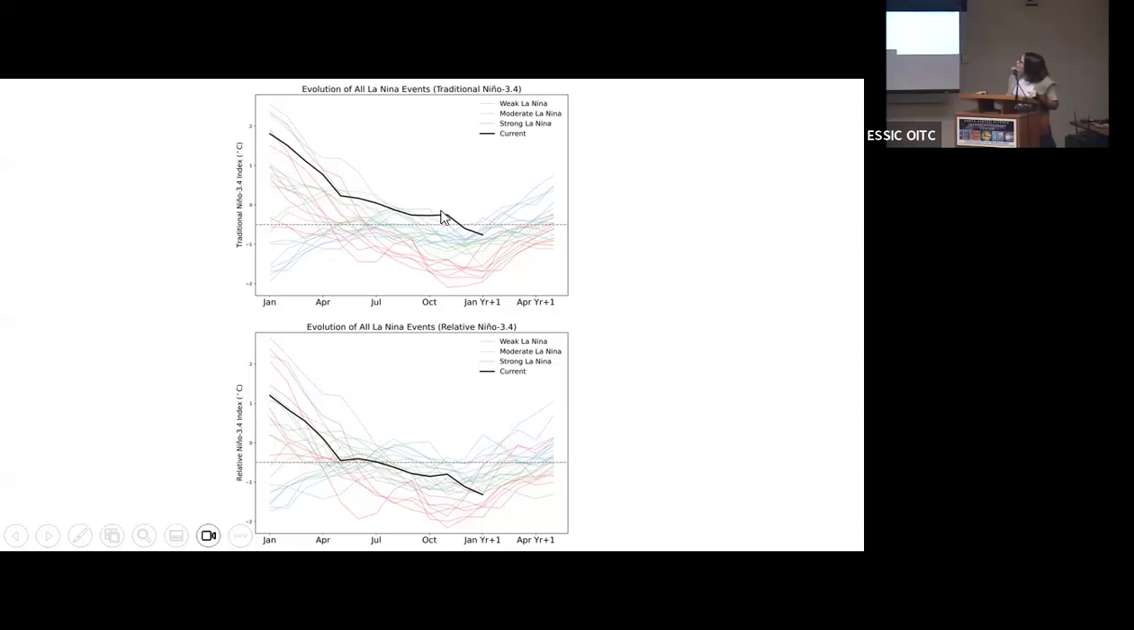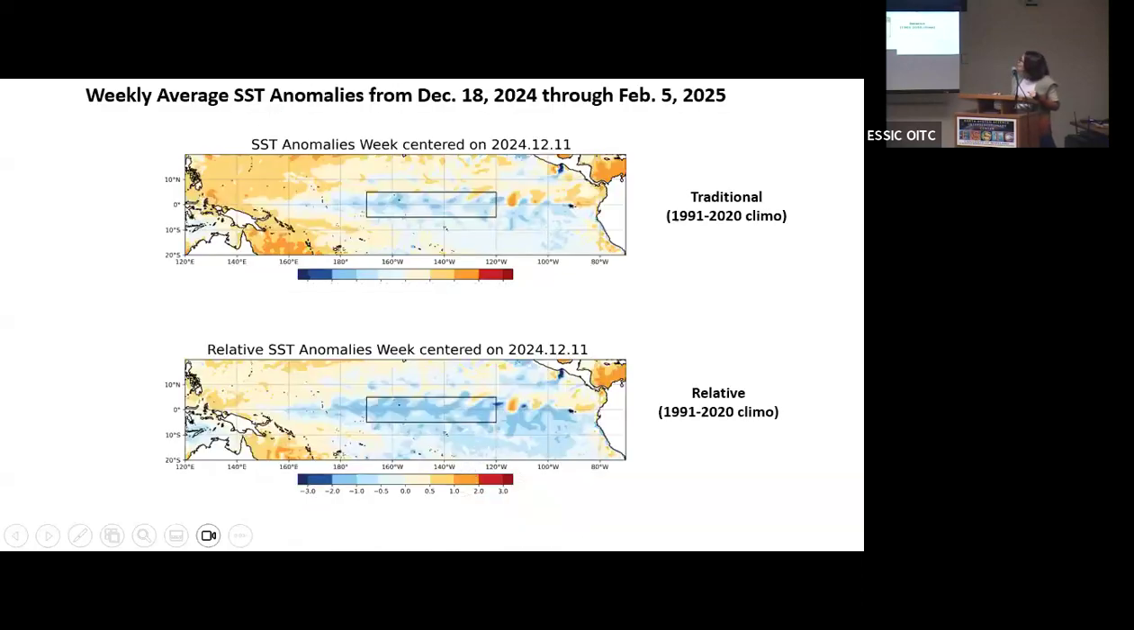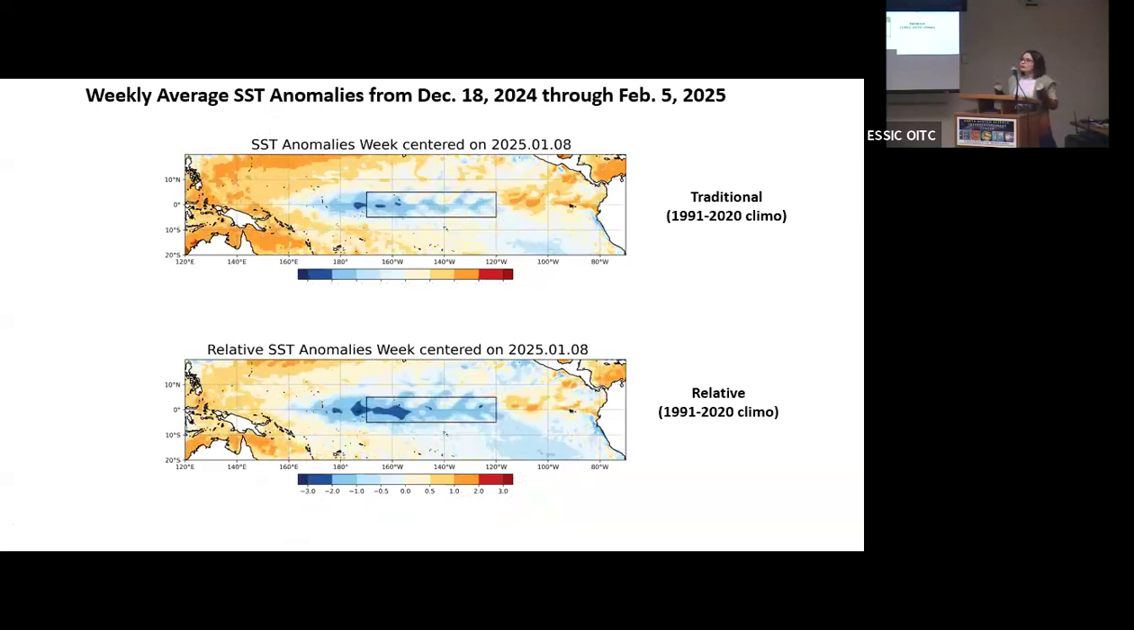And you see in the traditional, we just barely got below these thresholds to declare La Nina conditions. But if you look at the relative, look at that. We were probably in La Nina back in the summer. And now we see that it's actually down here, more like a moderate strength episode. So again, these differences are large. You can zoom back out.